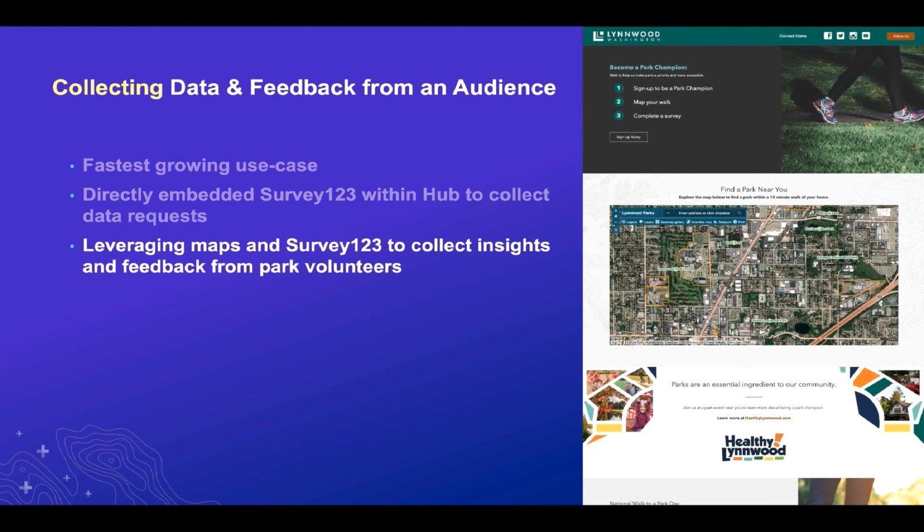Here we have a fabulous example from Lynn, Washington about call to action. And here at the top of the page, you can see becoming a park champion. They want you to do three things right off the bat. They want you to sign up, become a park champion, map your walk, and complete that survey. And then a little further down, they actually have an embedded web app builder to display where the parks that they want you to collect this information from are actually residing.